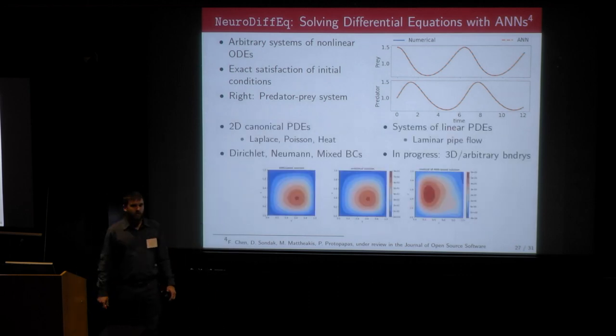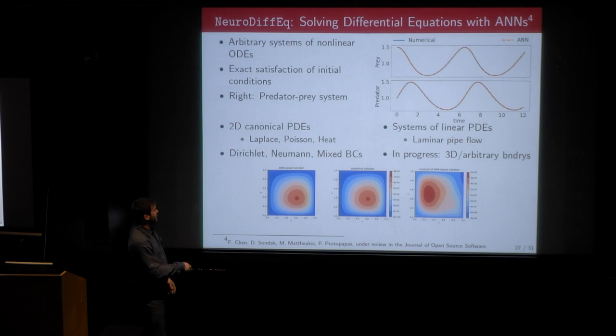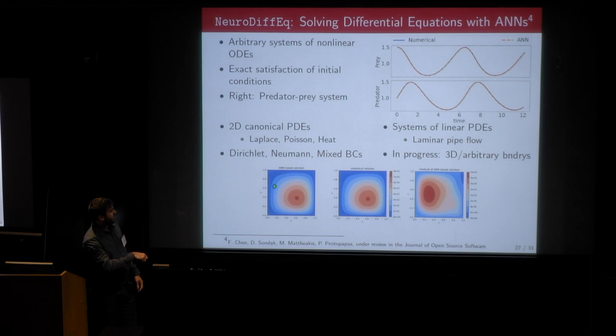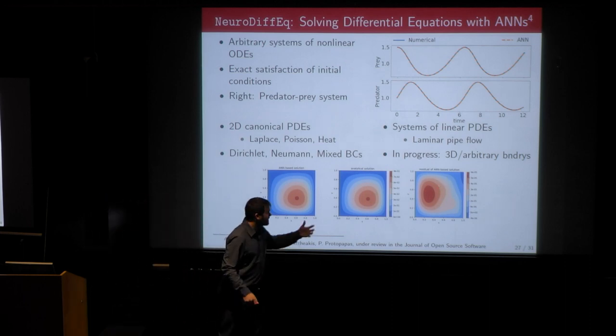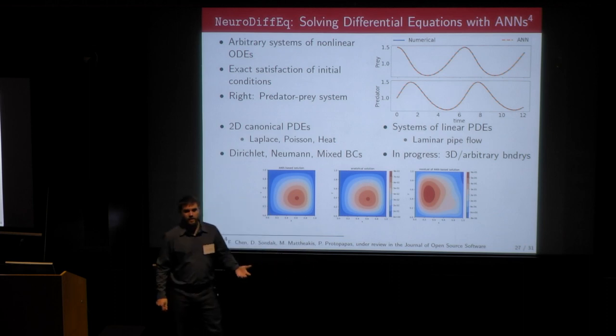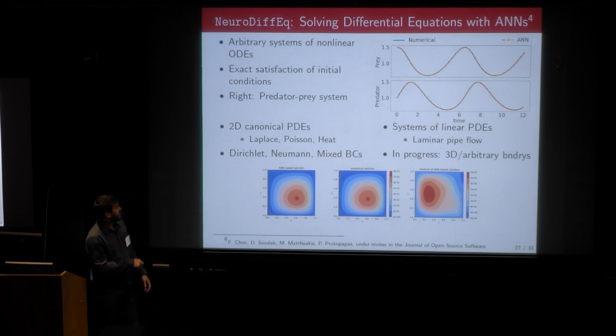We've also extended it to be able to do 2D canonical PDEs, like Laplace, Poisson, and Heat. So this is the Poisson equation solution. On the left here is the neural network solution. In the middle is the analytical solution. On the right is the residual. It goes down to about 10 to the minus 6. Oh, no, 10 to the minus 5 is the largest error here. We can do Dirichlet, Neumann, and mixed boundary conditions.